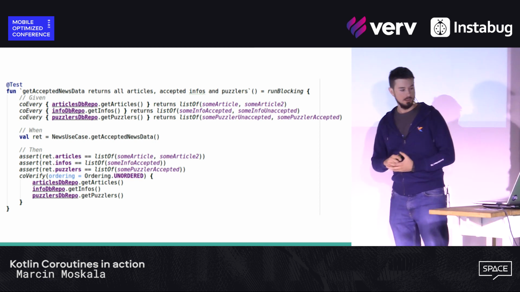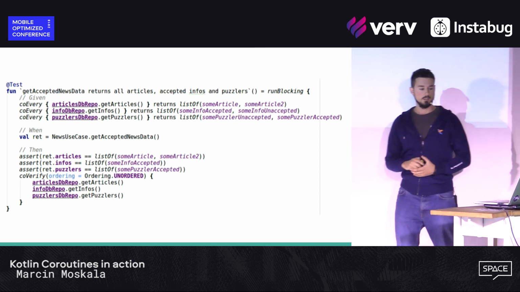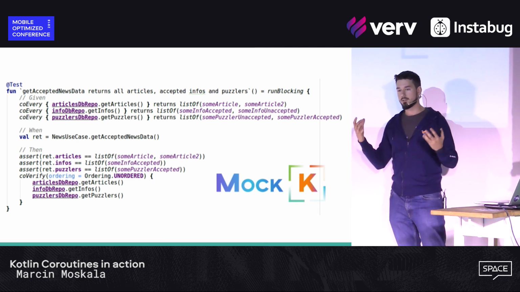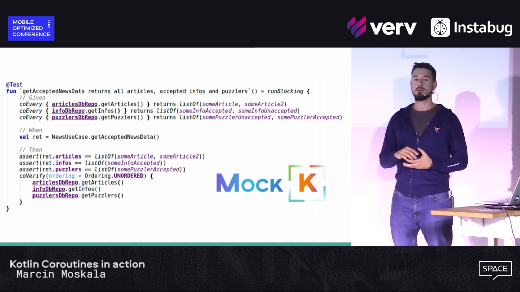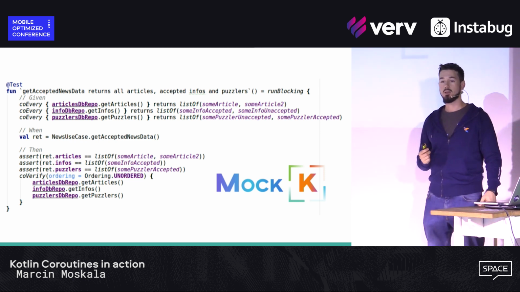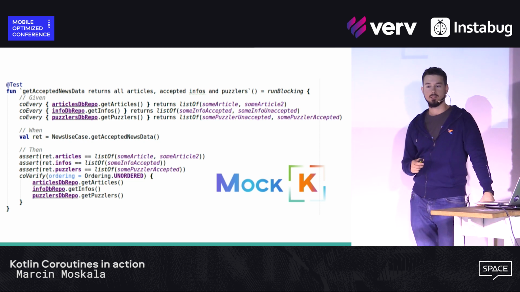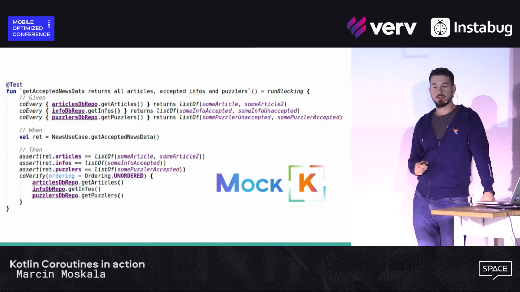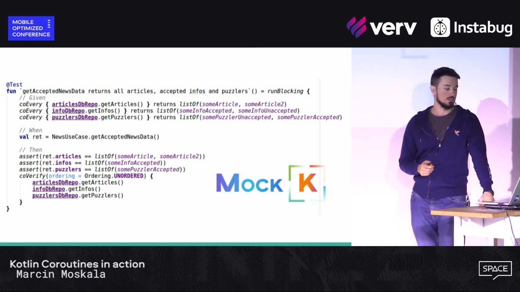Also, coroutines can be unit tested. Here, I use mock. Of course, suspending functions are a bit more challenging. That's why we need to use coEvery and coVerify. But except for that, they work exactly the same. So we can mock suspending functions, and we can verify suspending functions.